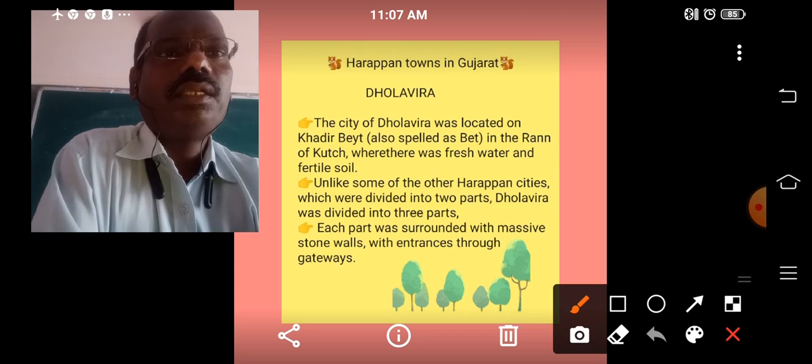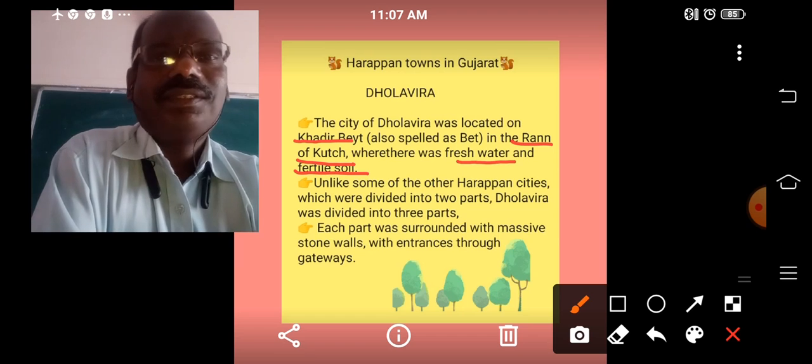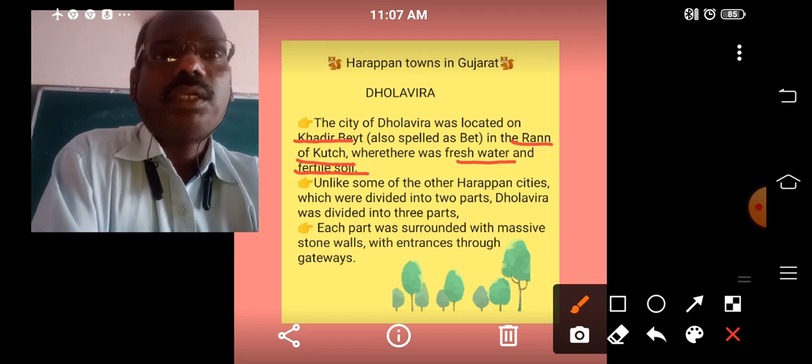Dholavira is located in the region called the Kathiawar region, also called the Rann of Kutch region of Gujarat. There we excavated the Dholavira site. And this region, at present and earlier also, was rich in fresh water and fertile soil.